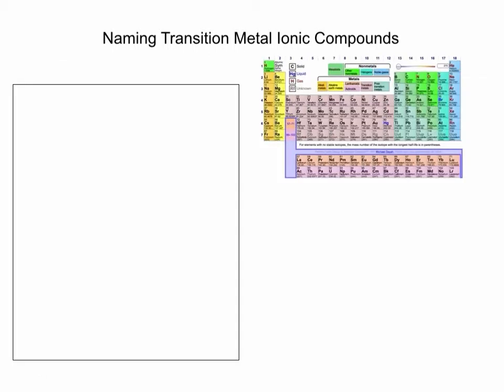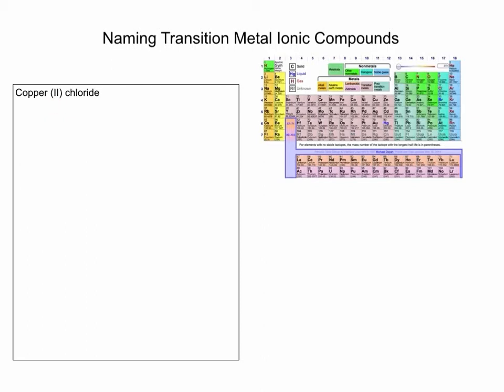Now let's practice with a few examples of how to write the formulas from the names of a transition metal ionic compound. So we'll start with copper 2 chloride. To start, we know it's a transition metal because it's copper, and we know that copper is in the transition metal section of the periodic table, but they give us this Roman numeral.